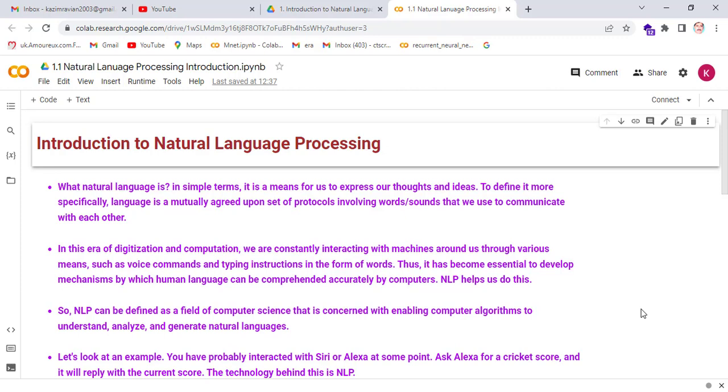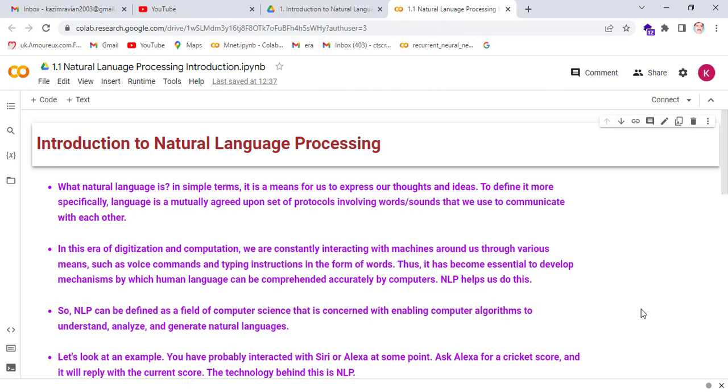Now let's see what natural language processing is. What is natural language? In simple terms, it is a means for us to express our thoughts and ideas. To define it more specifically, language is a mutually agreed set of protocols, involving words and sounds, that we use to communicate with each other.